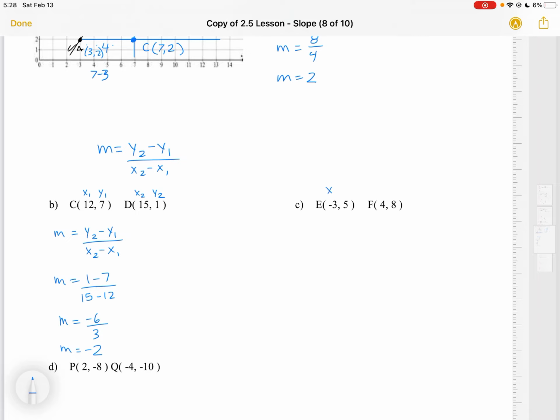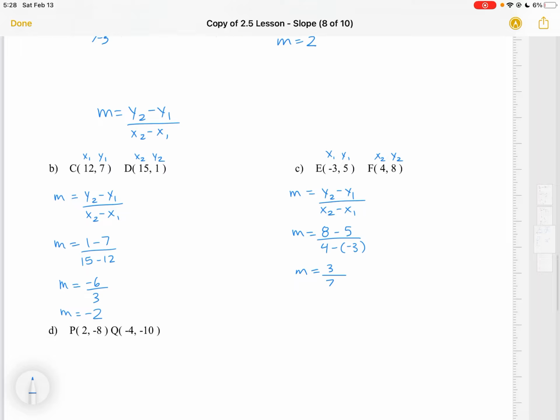Let's do another one. First thing I'm going to do is label my points: x1, y1, x2, y2. And then what I'm going to do is write out my formula. And then I'm going to substitute in my values. 8 minus 5, 4 minus 3. Tricky double sign there. Then I'm going to evaluate the top, evaluate the bottom, and I'm left with my slope.